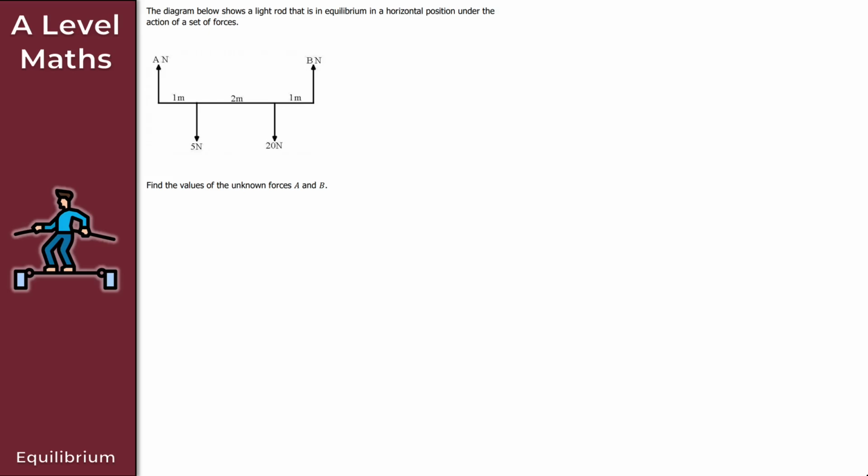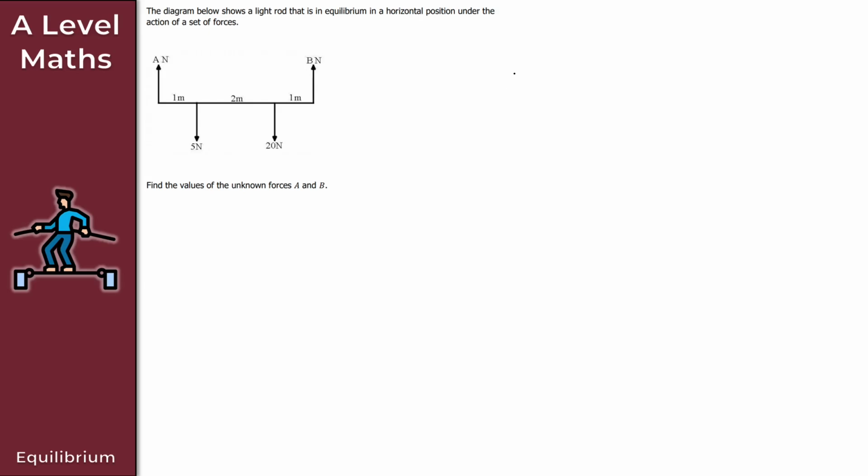And if we just take a look then at one more question here, we have question 2. So for question 2 then, as we can see, we have this diagram. And this diagram shows a light rod that is in equilibrium in a horizontal position under the action of a set of forces. The question then asks us to find the values of the unknown forces A and B here. So again, pretty standard stuff.